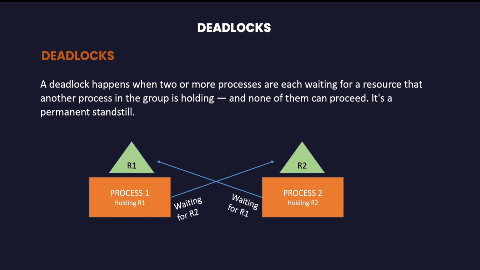First topic is deadlocks. A deadlock happens when two or more processes are each waiting for a resource that another process in the group is holding and none of them can proceed. It's a permanent standstill. So here, process 1 is holding resource 1 and is waiting for resource 2. And process 2 is holding resource 2 and waiting for resource 1. So this has become a standstill situation. They are both waiting for a resource that another process is holding. And therefore, they will not be able to proceed. And that is why this is a deadlock.